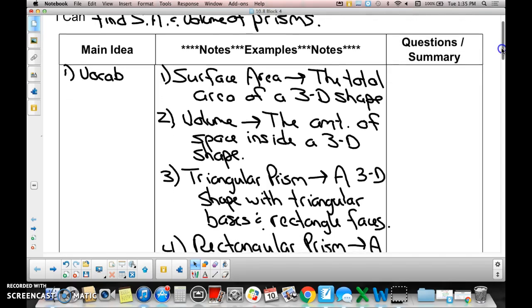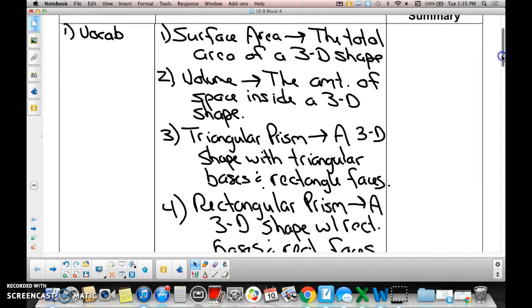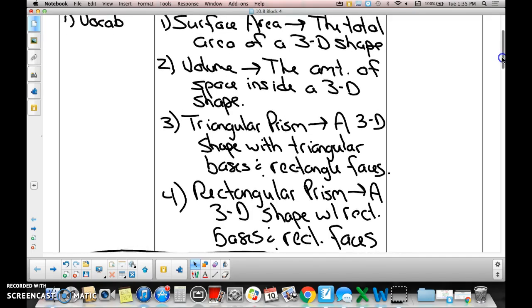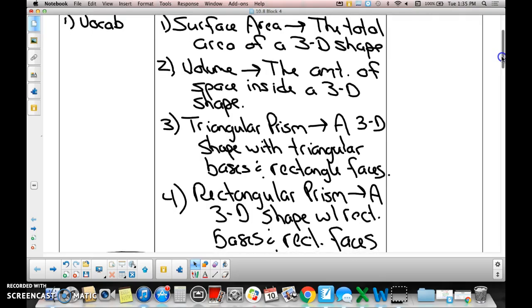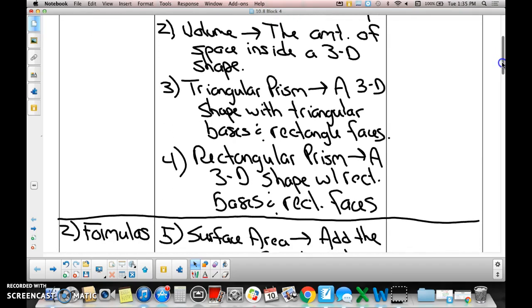Prisms are 3D shapes, you guys. Say again? 3D. Okay, so here we go. Surface area, the total area of a 3D shape. Volume, the amount of space inside a 3D shape.